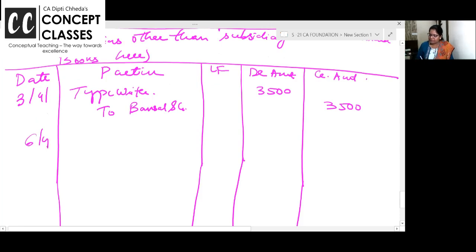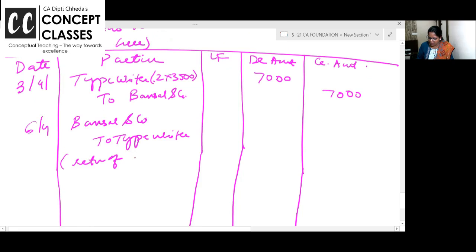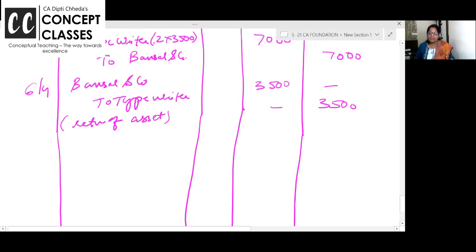6th, returned 1 typewriter. Acha, sorry, 2 typewriter of 3,500 each. Correct. So nice. Sometimes students are correcting us. Nice that you all are reading the problem. 7,000 write. 2 typewriters. Now 1 we have returned back. Reverse the entry. Bansal and Co debit to typewriter. What will you write in the bracket? Return of asset. You know, you are returning the asset. Out of 2, 1 you are returning. On 6th.